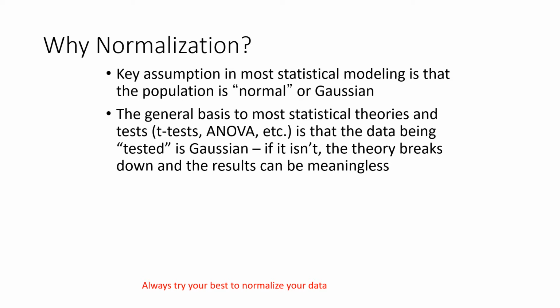So normalization essentially allows you to work with standard statistics, because most statistical modeling, all the theory behind statistics, has been based on the population having a normal or Gaussian distribution. The basis for t-tests and ANOVA is that the data being tested is fundamentally normal or Gaussian. If it isn't, the theory starts to break down and you can have serious misinterpretation of your data. So rule of thumb, always try to normalize your data in any way you can. Make it look as Gaussian as possible.